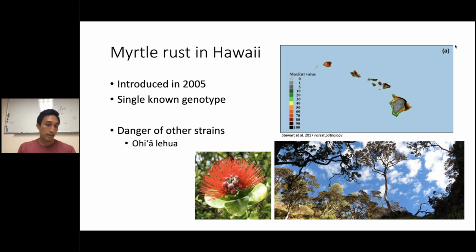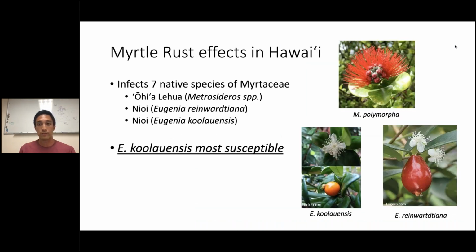So yeah, it's definitely a big problem in Hawaii. Besides Ohi'alehua, Myrtle Rust affects a few other species. I think it actually infects all 7 native species of Myrtaceae in Hawaii. So there are 5 species of Ohi'alehua, Metrosideros. Most people are probably familiar with Metrosideros polymorpha, which is probably the most widely distributed across the islands. But there are 2 other species of Eugenia.